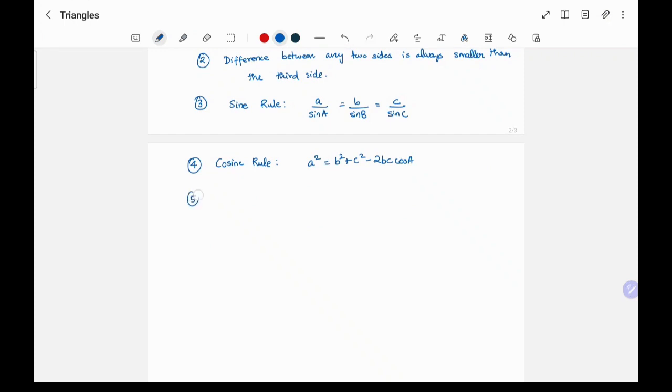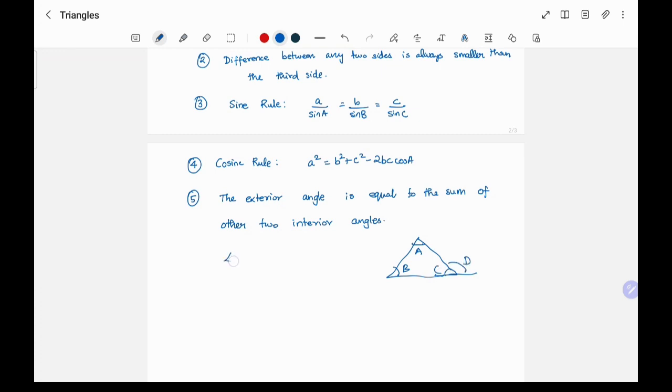So the fifth property is the exterior angle is equal to the sum of the other two interior angles. For example, let's take A, B, C and D. So angle D is equal to angle A plus angle B.